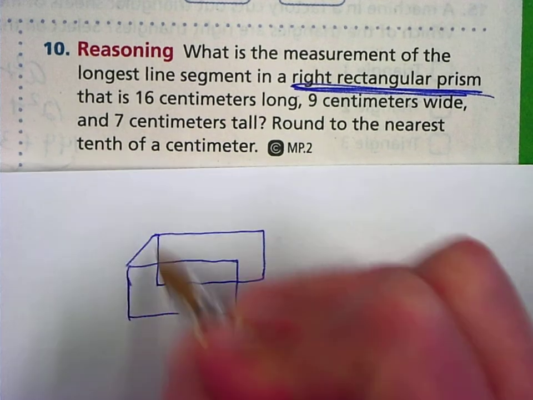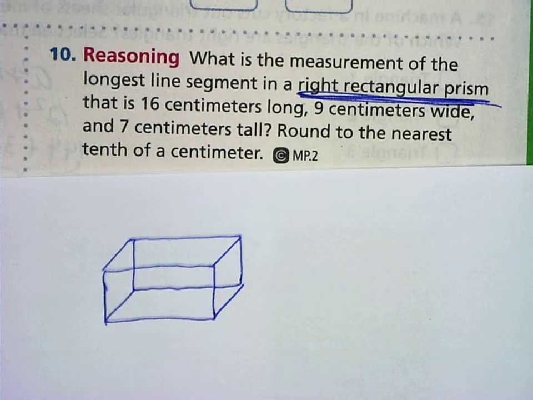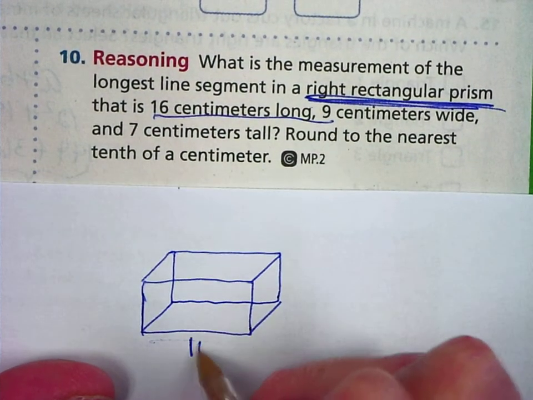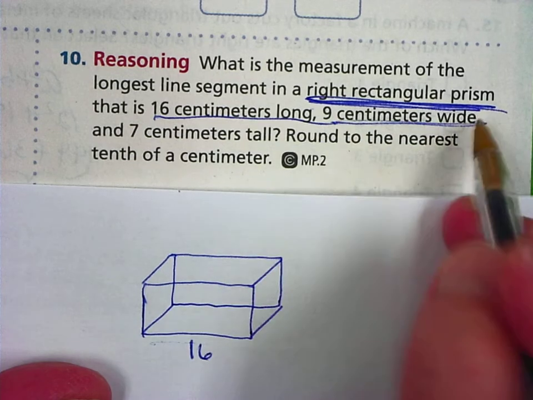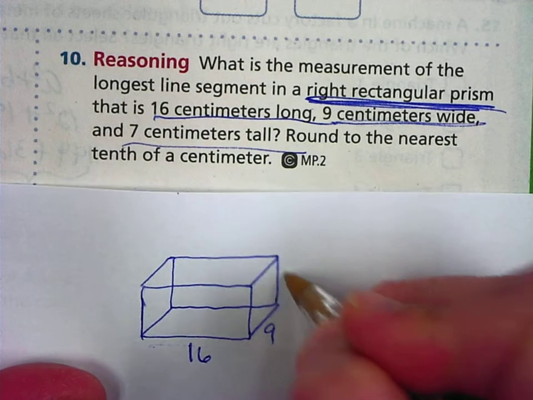And then you can just connect the 4 corners like that. So now you've got a three-dimensional rectangle. So let's label these sides. It says 16 centimeters long. This is the length, 16. 9 centimeters wide. This is the width, how wide it is. And then 7 centimeters tall, 7.